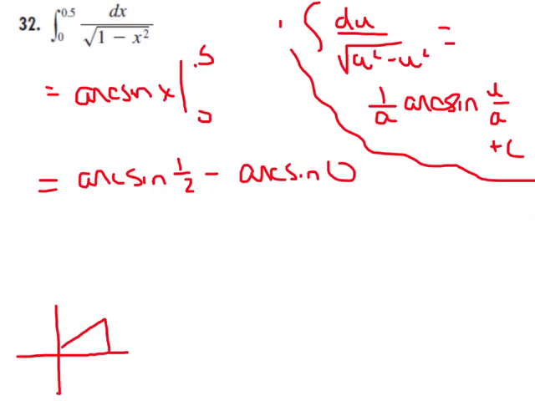So your opposite side is 1, your hypotenuse is 2, and what angle is that? Because that's really what the arcsine is asking. What angle had a sine of a half? Well, it was pi over 6.